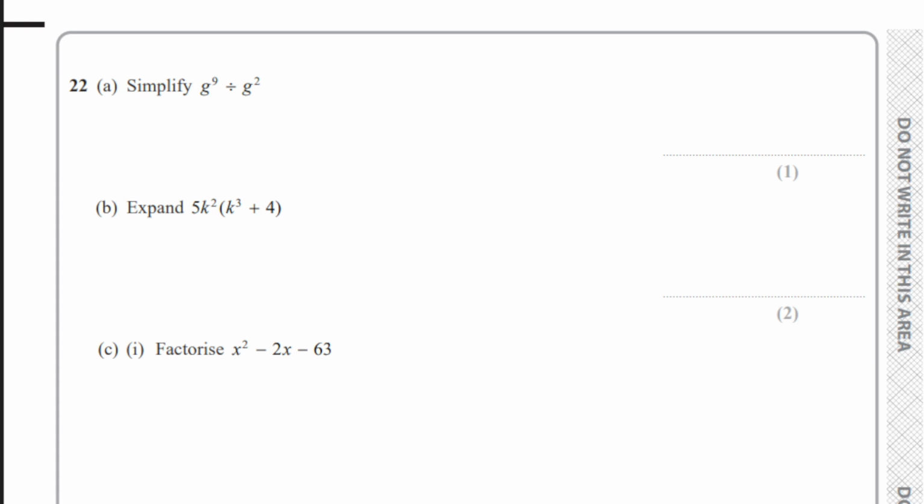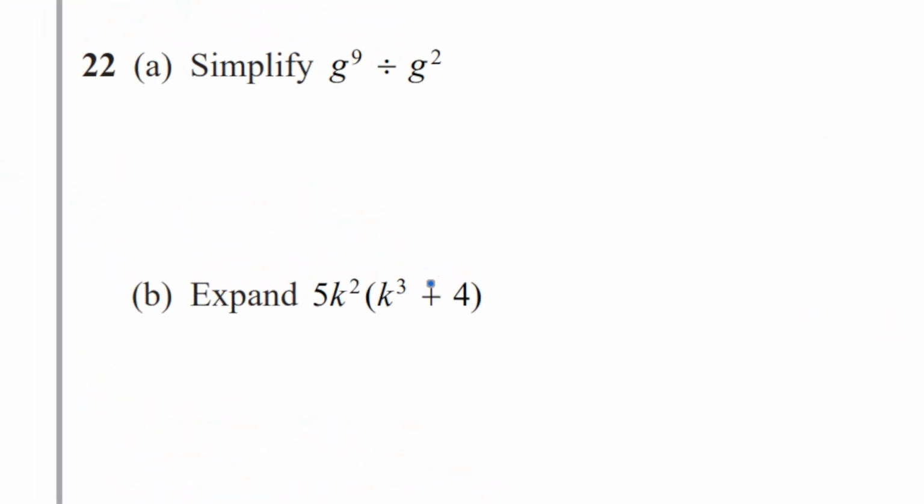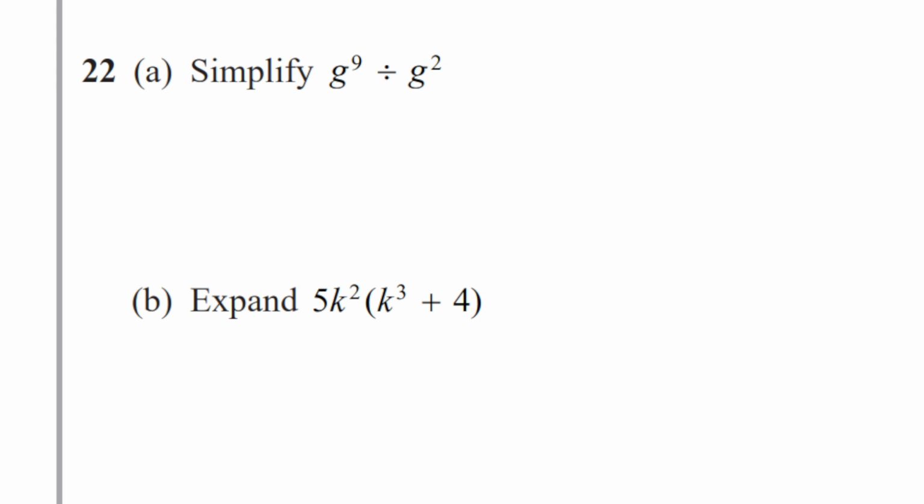Question 22 is 9 marks. Let's do it together. The first part, A, says simplify. Simplify g to the power of 9 divided by g squared.